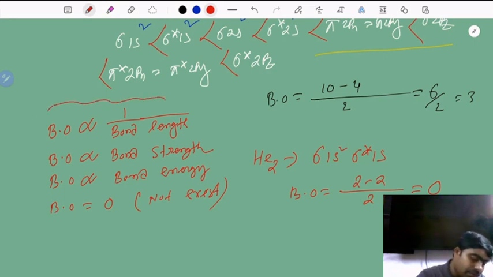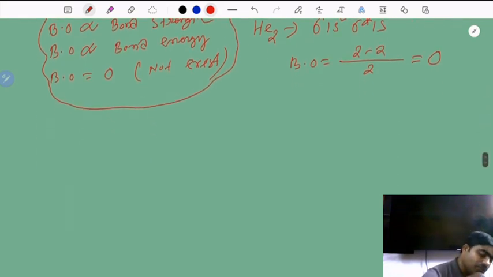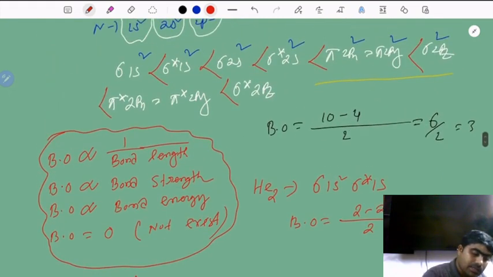These are four relations between bond order and other important terms, because in the exam the questions will come from these four important terms. Now, what type of questions will come in the exam? Suppose my first question is: out of N2 and O2, which is stronger? How can we find which is stronger? If you go for the bond order of N2, we get 3.